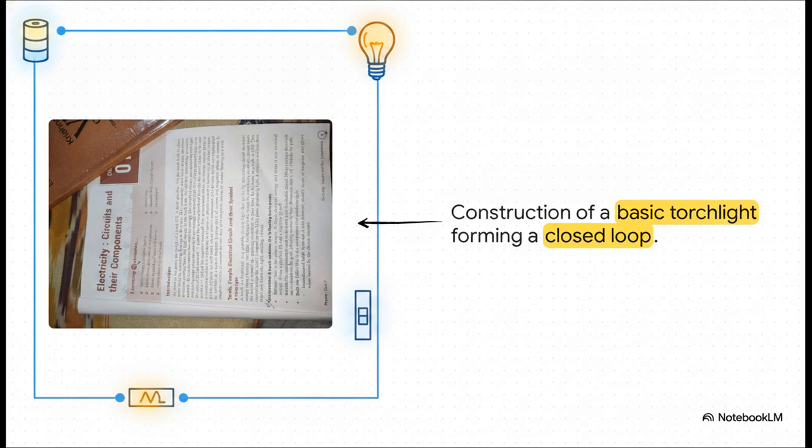Let's look at how all these components unite in the real world inside a basic torchlight. You've got cells stacked to form a battery, which pushes current through that metal spring at the back, up through the slide switch, and right into the bulb. The metal casing and the internal wiring form that essential closed loop we need to make it shine.